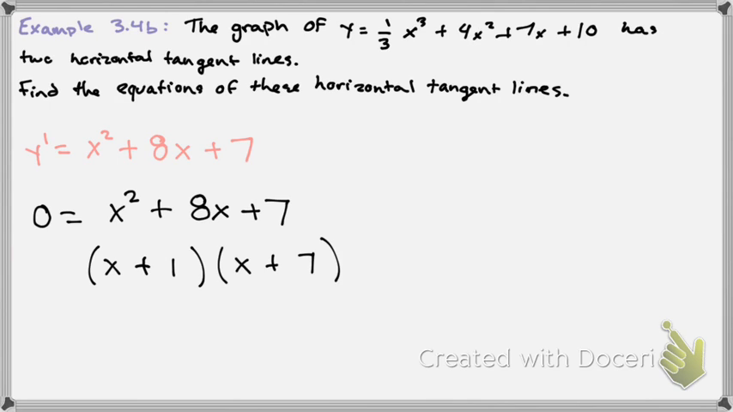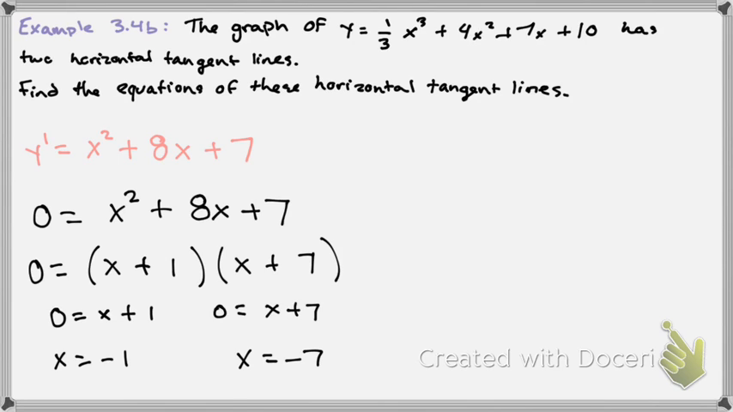So now we're setting it equal to 0, so we set each of these equations in the parentheses equal to 0. So 0 equals x plus 1, so x equals -1. 0 equals x plus 7, and x equals -7. So those are the x values of our horizontal tangent lines.